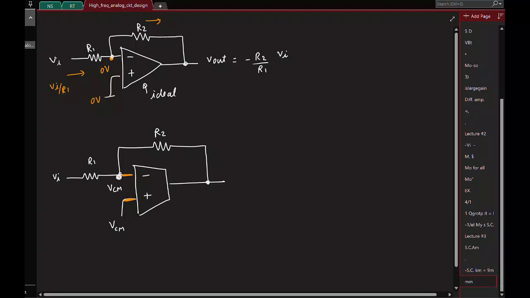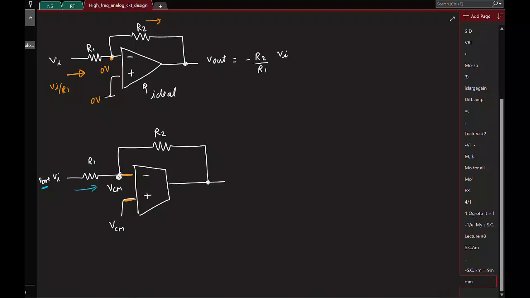Okay. And usually we'll also then add the VCM to the input side, because remember the current we want to flow through R1 is Vi by R1. Okay. So only if you raise this also by VCM, the current will be Vi by R1. Okay, so let me write it clearly.